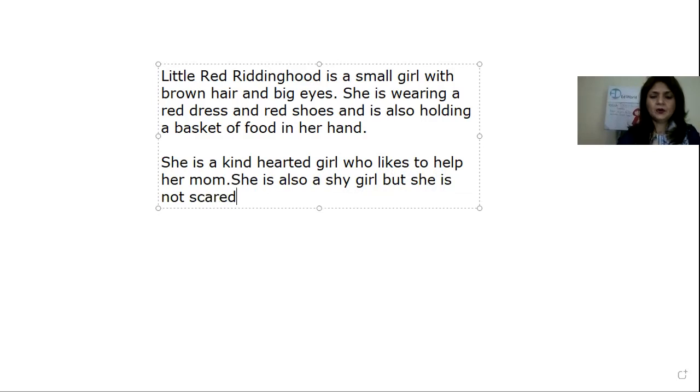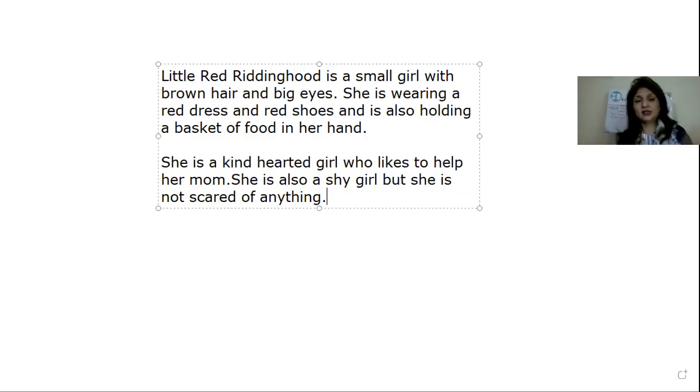scared of anything. Why have I written this, class? She's not scared of anything. Because if you have seen the story, she met a wolf on her way to her granny, and she was not scared. She ran away from the wolf to her granny's cottage, right? So that's why she was not scared. She was not scared of anything, right?